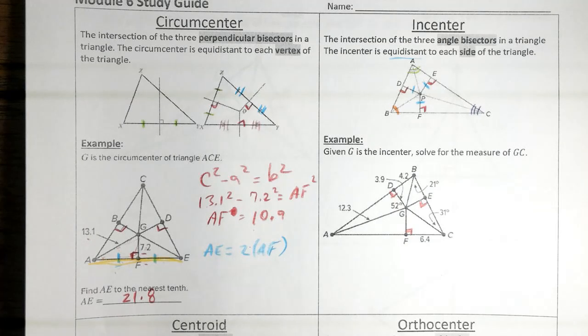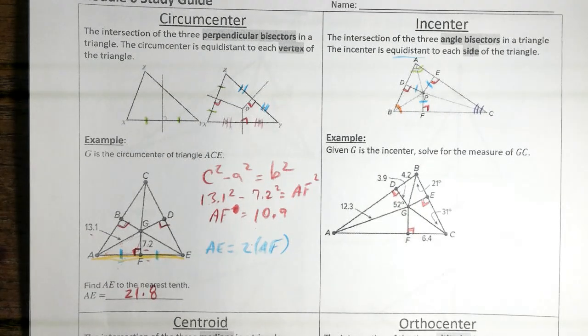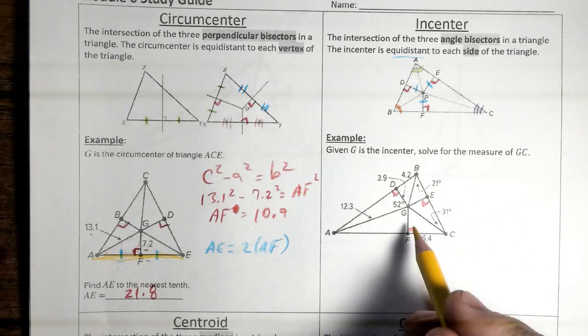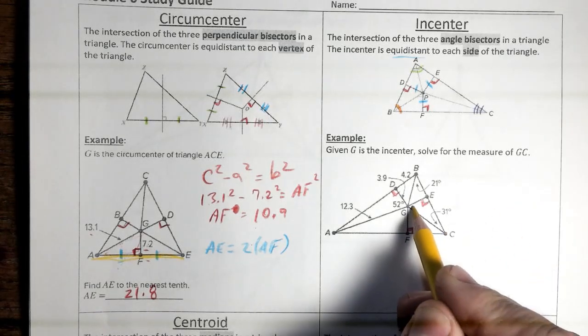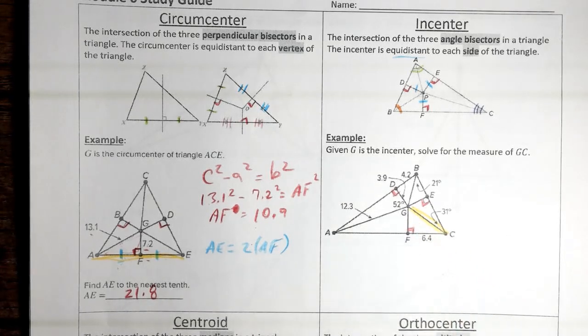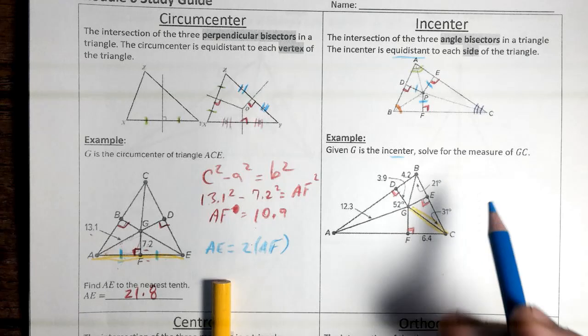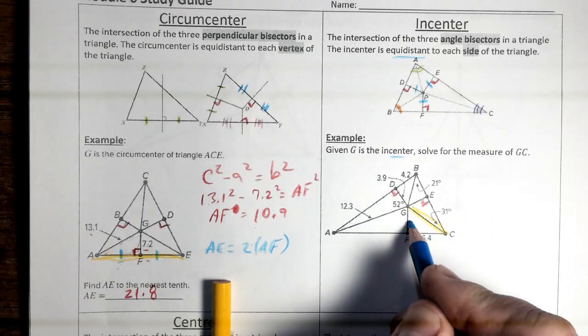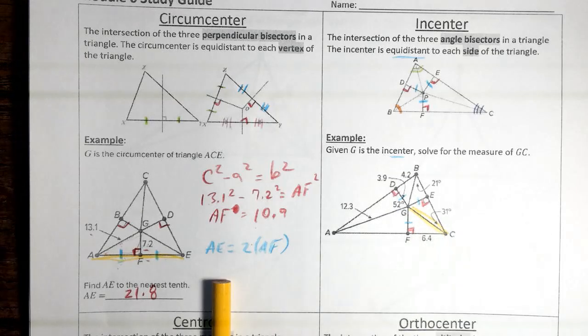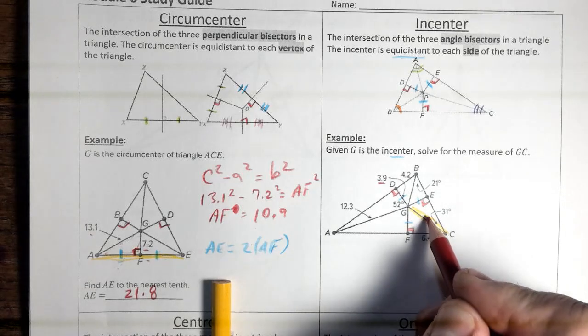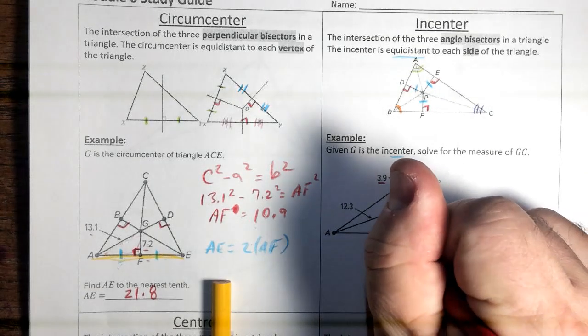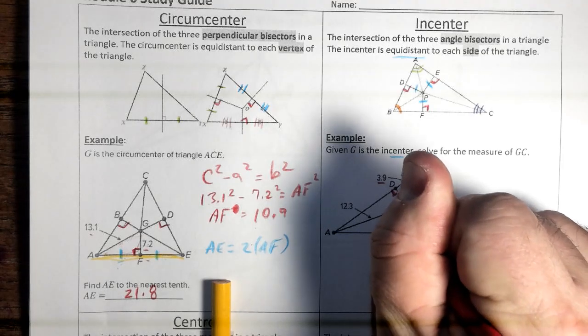All right. So on the right side there, G is the incenter. Solve for GC. So again, I'm just going to highlight these. It makes it a little easier for us to talk about these things. So we're looking for GC, so this line. So G is the incenter. It tells us up here the incenter is equidistant from each side. So these are the three sides. So this guy and this guy are all congruent. So this one is 3.9.